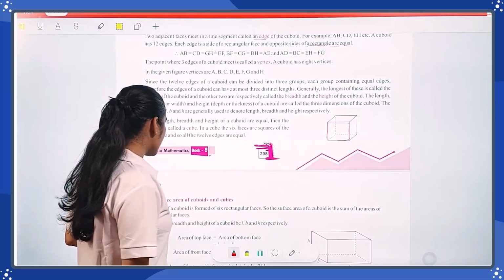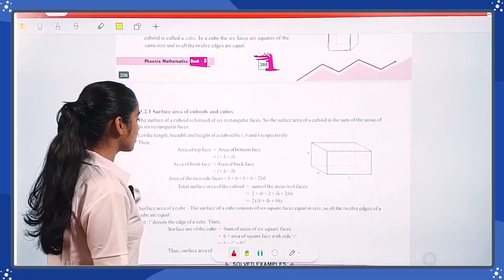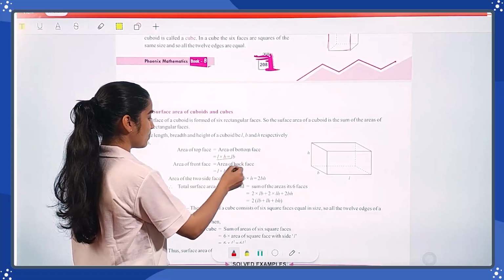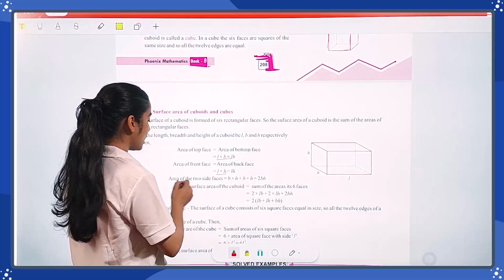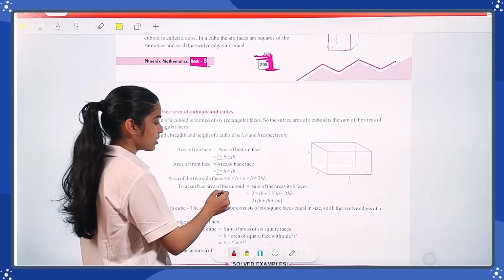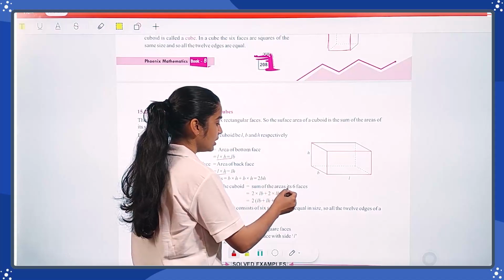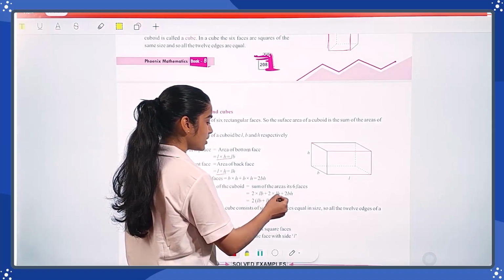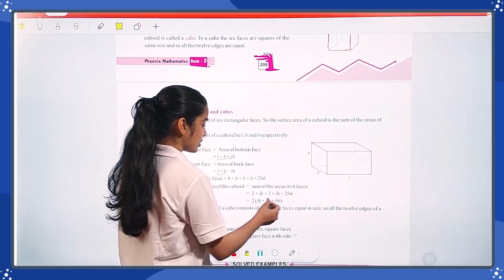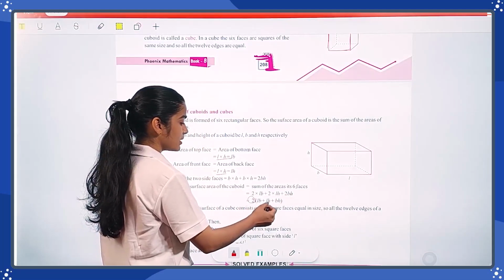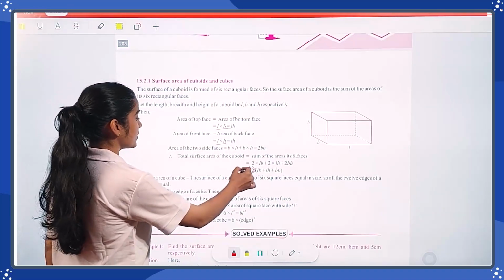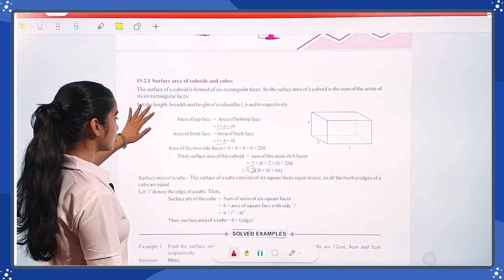Okay. Now the surface area of cuboids and cubes. The area of the top face and bottom face is L into B, the area of the back face is L into H, and so on. So the total surface area of the cuboid is the sum of the areas of all its 6 faces: 2 into LB, LH and BH. So we have 2 common, 2 times (LB plus LH plus BH). This is the total surface area of the cuboid.